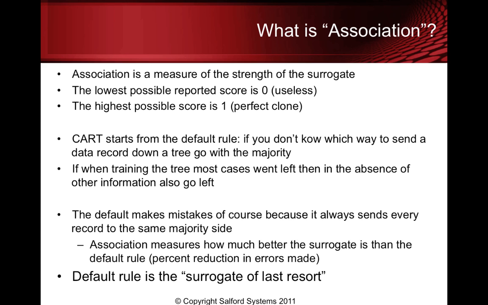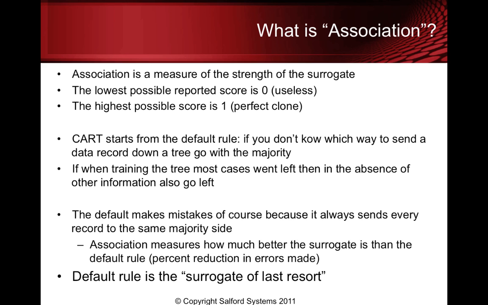What is association? Association is a measure of the strength of the surrogate, and you will see an association reported for every surrogate that CART produces. The lowest possible recorded score is 0, and the highest possible score is 1. 1 corresponds to a perfect clone, not of the whole variable, but of its ability to split left and right, meaning that on the training data, the surrogate will send exactly the same cases to the left and to the right as did the primary splitter. It doesn't mean that the two variables are perfectly correlated, but normally they will be very highly correlated. But they are perfect with respect to this one decision.